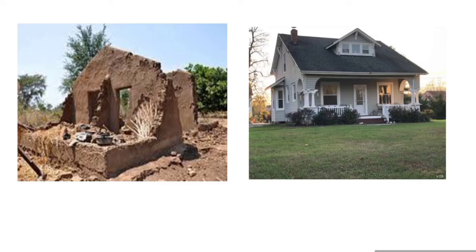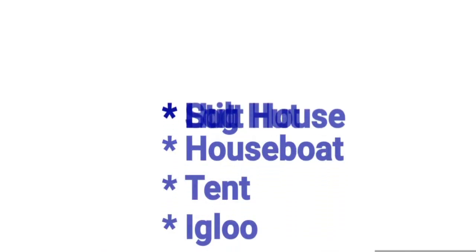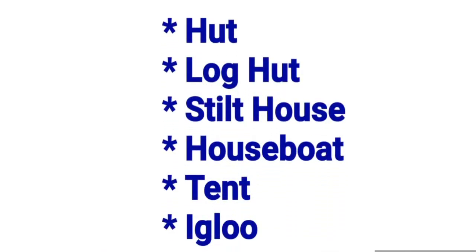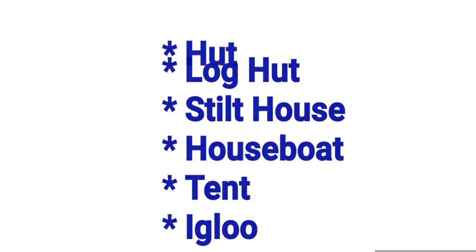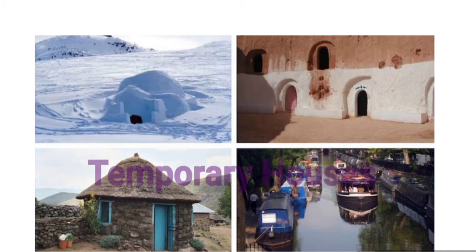The temporary houses are not very strong as compared to the permanent houses. Temporary houses can be removed, knocked down and rebuilt. There are different types of temporary houses like hut, log hut, stilt house, houseboat, tent and igloo. Let us study about these temporary houses in detail.